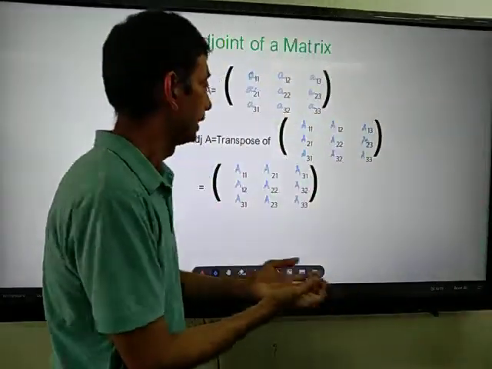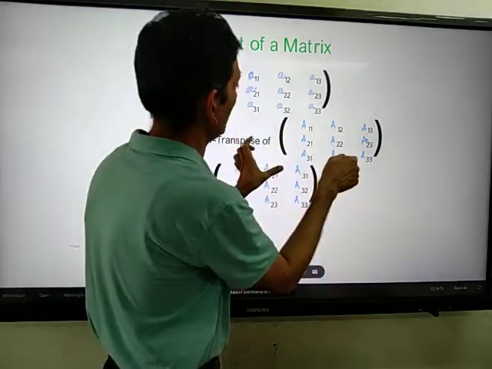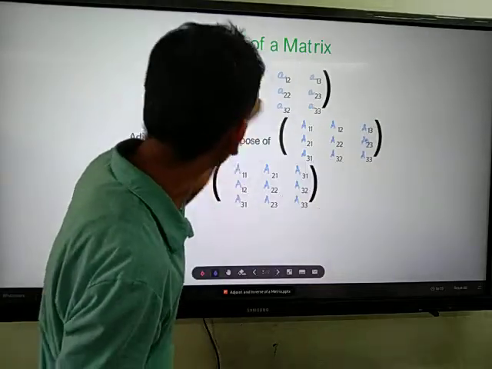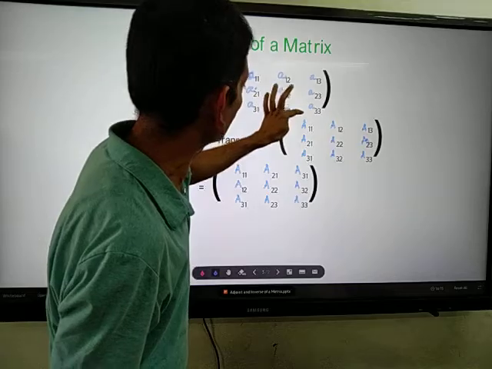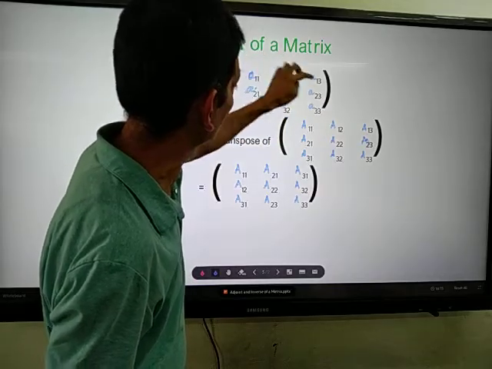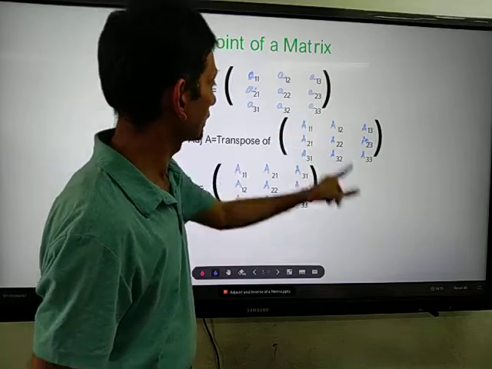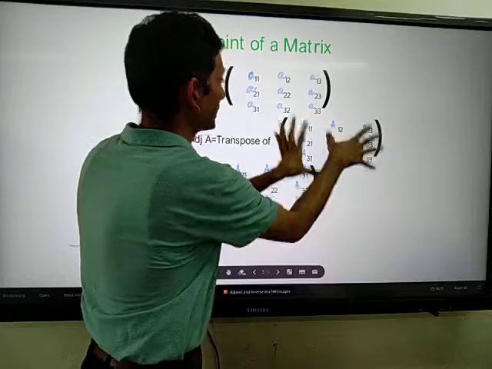As I said before, capital A stands for the cofactor. So capital A11 stands for the cofactor of small a11. The moment you write capital A11, A12, you should understand we are writing all these respective cofactors. The cofactor of small a12 is capital A12. Similarly, the cofactor of a33 is capital A33. So we are writing the cofactors as they are.